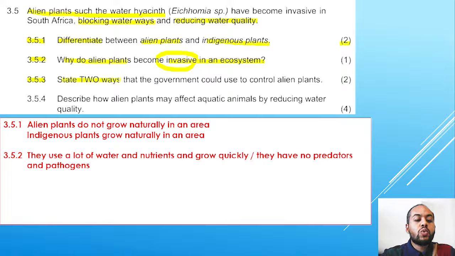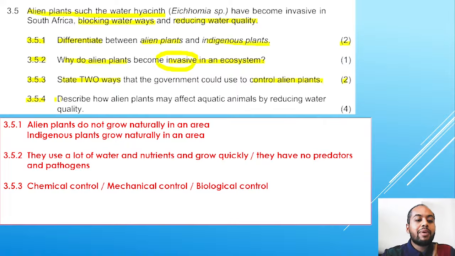3.5.3, state 2 ways that the government could use to control alien plants. This was something you would have learned in the topic, especially when you focus on loss of biodiversity. There were 3 types of control: chemical control, mechanical control, and biological control. Please make sure you know these types of control that you can use for alien plants: chemical, mechanical, and biological control.